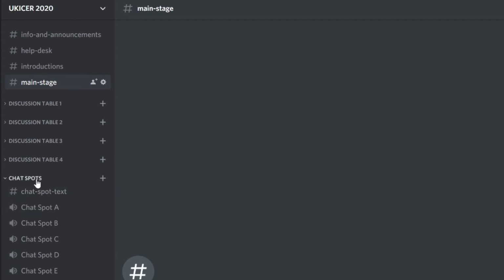In the posters category, there is a poster info thread which has some important details and links about each of the posters being presented. Then there's a voice and video channel for each poster. At scheduled times throughout the conference, presenters will be in these rooms sharing their screens and ready to talk to you.